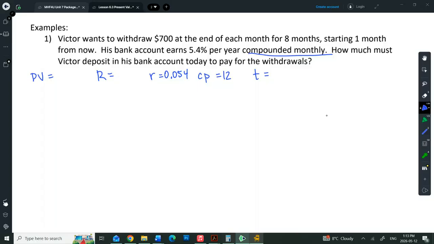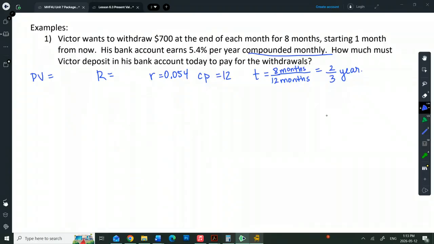So when we do the calculation, T, because this is in months, needs to be divided by the number of months in a year. So 8 months over 12 months. So what do we get for that? Okay. Or we just leave it as 2/3 because that's a repeating decimal. So let's leave it as 2/3 of a year for this one.